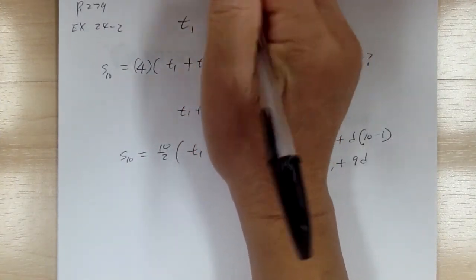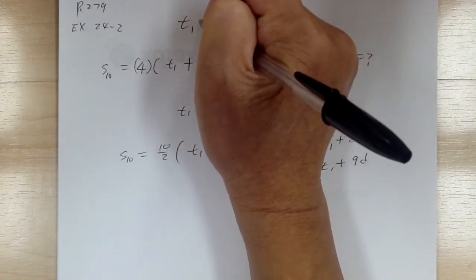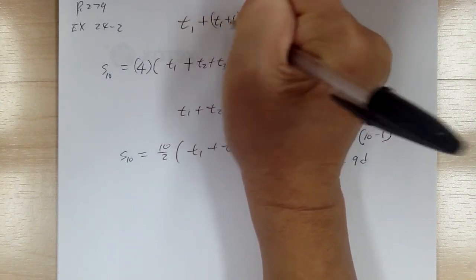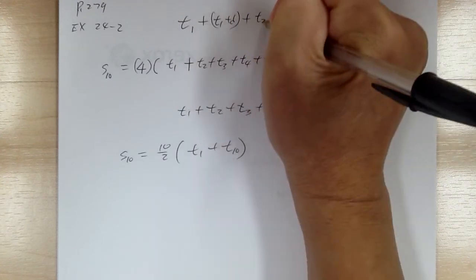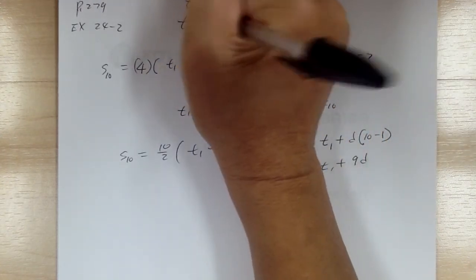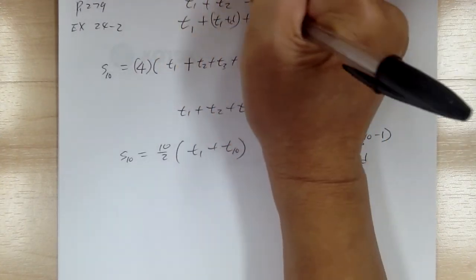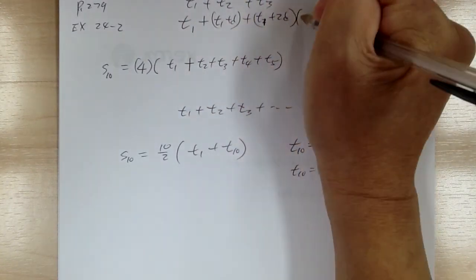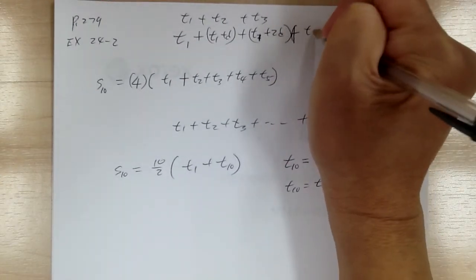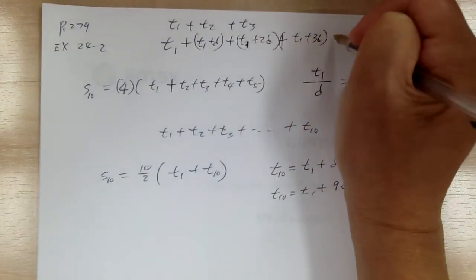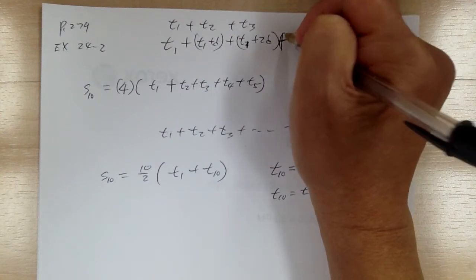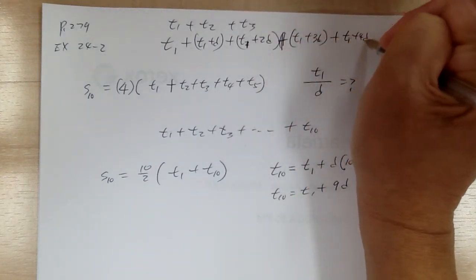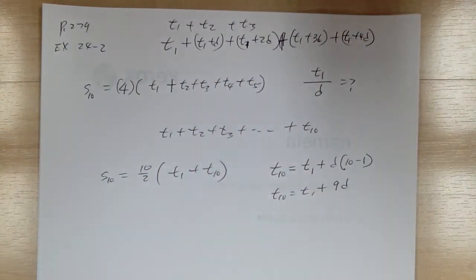Because this is arithmetic, right? So T1, now T2 is actually T1 plus D. And T3 would be just T1 plus 2D. Then T4 is T1 plus 3D, and T5 is T1 plus 4D. Okay, so that's what this is.